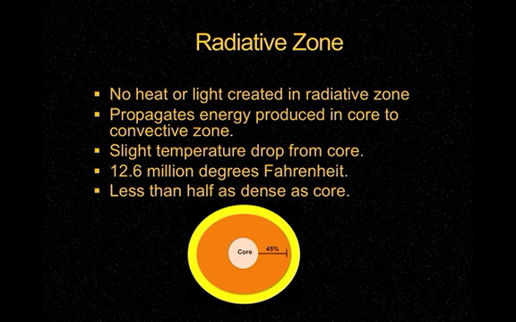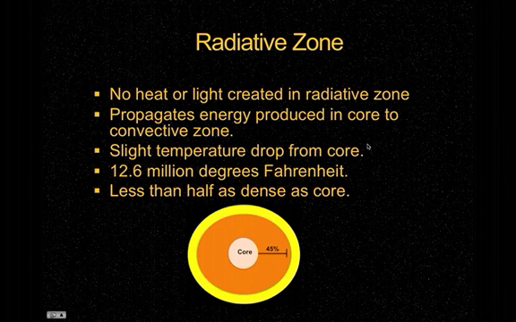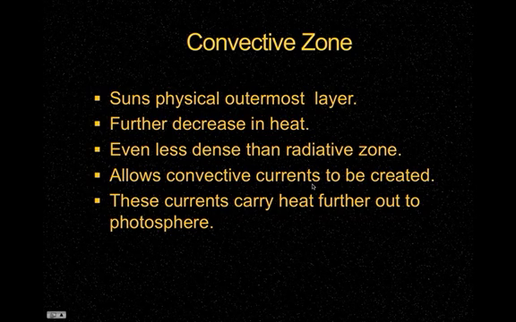The next zone that we see here outwards of the core is the radiative zone. There's no light or heat created in the radiative zone per se, but it does propagate energy produced in the core outwards to the convective zone. We will see a slight drop in temperature from the core down to about 12.6 million degrees Fahrenheit, and the radiative zone is also less than half as dense as the core. So there's nothing created in the radiative zone, but it does transfer the heat outwards that we see in the next zone, which is the convective zone.